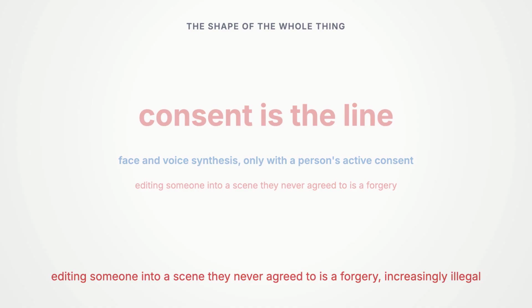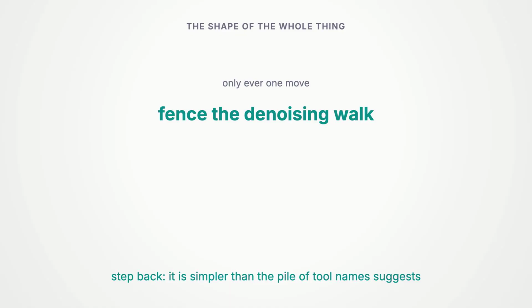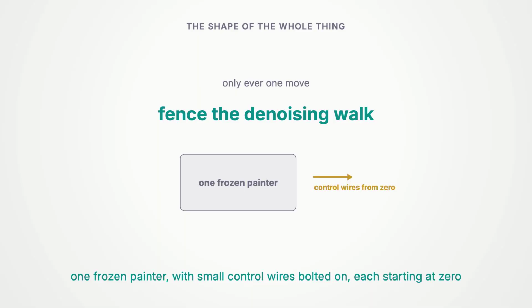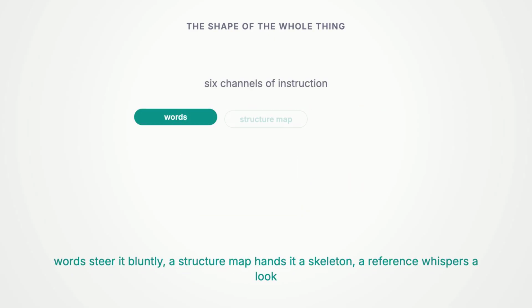So step back and look at the shape of the whole thing, because it is simpler than the pile of tool names suggests. There was only ever one move, the denoising walk that turned static into a picture, and everything today was a way to fence that walk in. And notice the single image underneath nearly all of it. One enormous, expensive painter, left frozen and untouched, with small control wires bolted onto the side, each one starting at 0, contributing nothing, then gently coming alive to add one new kind of instruction without ever damaging what the painter already knew. Words steer it, bluntly.